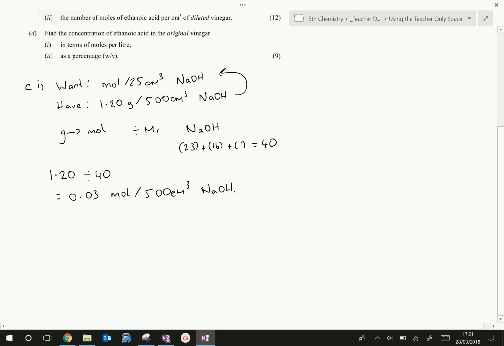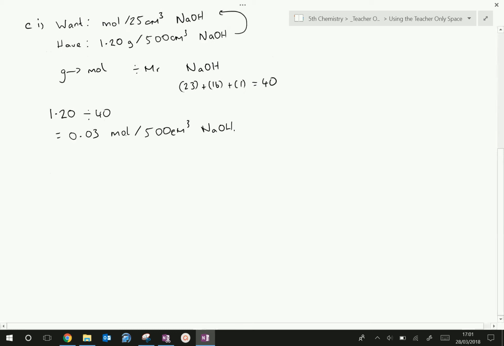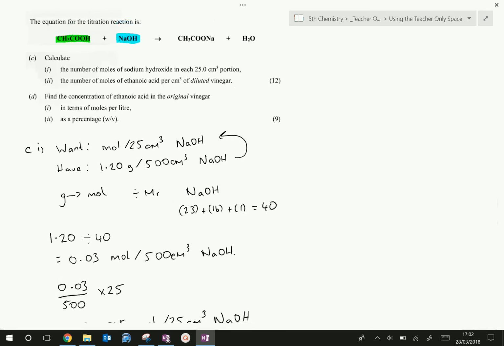Still not what I want yet. I have moles in 500 ml. I want moles in 25 ml. So to turn this value into moles in 25 ml, I can divide by 500 and multiply by 25. And that will give 0.0015 moles per 25 ml of sodium hydroxide. That's that answer finished. Moles per 25 ml. That's what it asked for there.